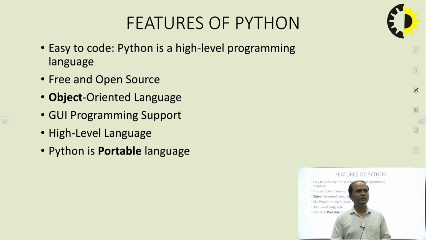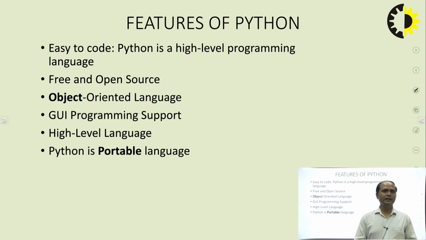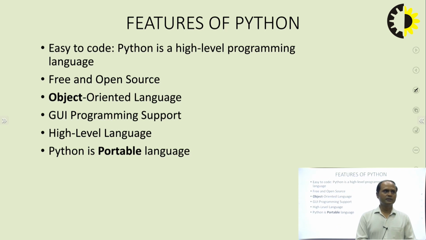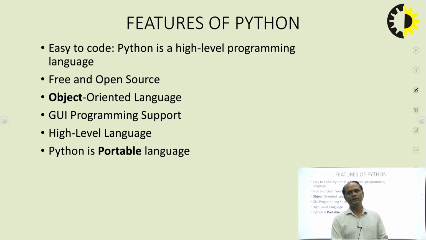And free and open source. What is free and open source? In free and open source, anyone can add their knowledge to Python, and the Python committee members can approve the features, then we can add that particular feature in Python programming. This is called free and open source technology in Python.